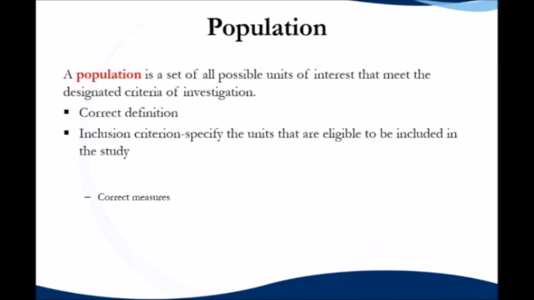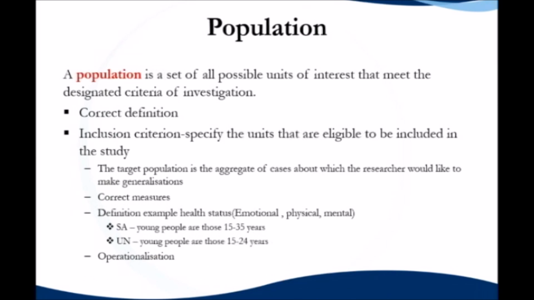So you need to have a criteria to say, I am going to look at a population of young people. So my population will be young people. Is it nationally? If you are in South Africa, are you going to look at all the young people in South Africa? Are you going to look at a specific geographic area? So the units that meet your inclusion criteria will form your population. What will help you in identifying the population correctly? It's also correct definitions.